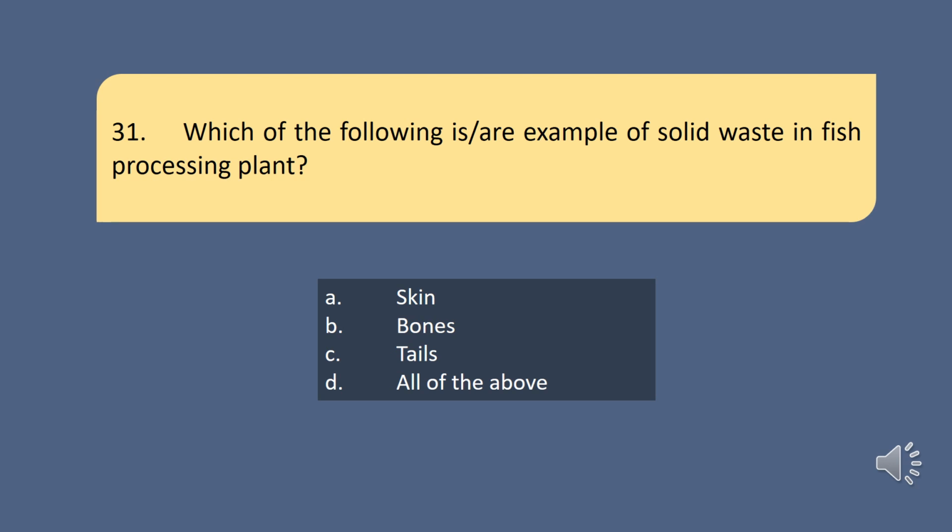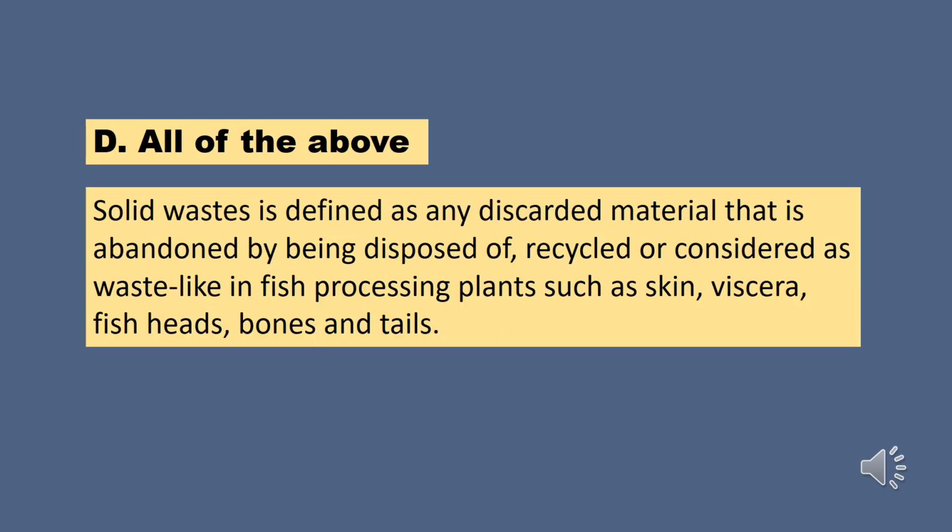5, 4, 3, 2, 1. The correct answer is letter D. All of the above. Solid waste is defined as any discarded material that is abandoned by being disposed of, recycled, or considered as waste, like in fish processing plants such as skin, viscera, fish heads, bones and tails.